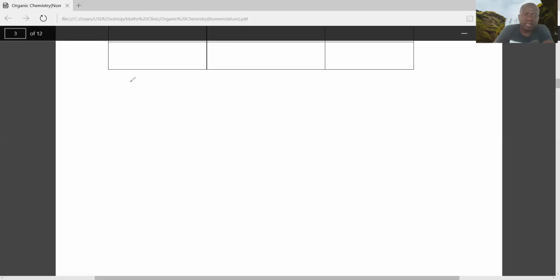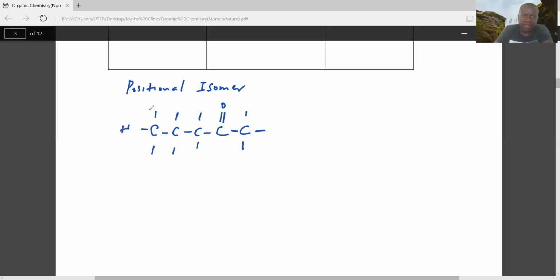Remember I said under positional isomer, we are comparing compounds that have the same molecular formula, but different positions of their functional group. Let's give an example. Let's say we have 1, 2, 3, 4, 5. 1, 2, 3, 4, 5. Let me say the functional group of the compound here. It's just an example. I want to compare using ketones.